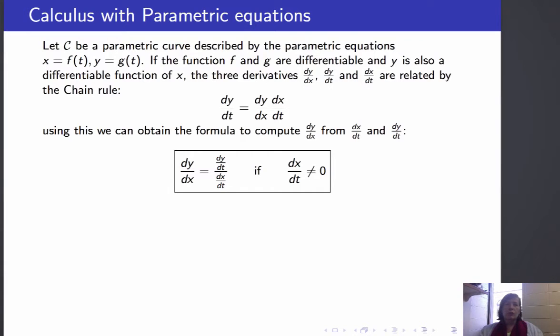So in this section we're going to look at the calculus of parametric curves. Suppose we're given a parametric curve described by the parametric equations x equals f of t, y equals g of t, and let's suppose f and g are differentiable and y is also a differentiable function of x. Then the three derivatives dy/dx, dy/dt, and dx/dt are related.